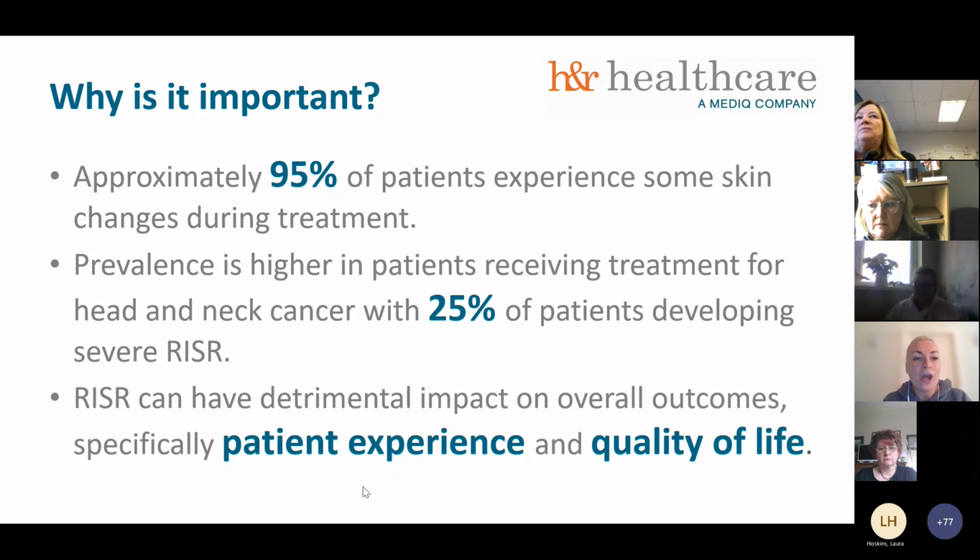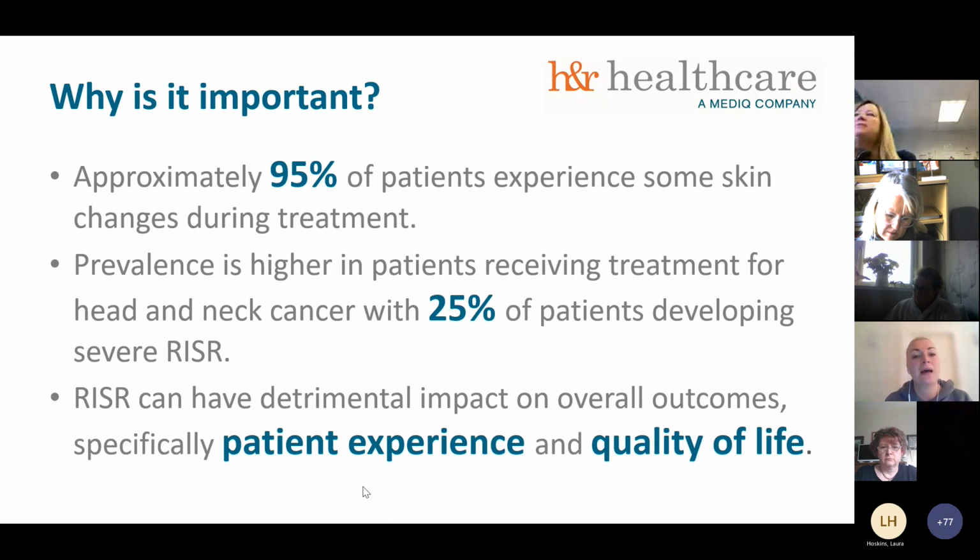Well, as I say, we know that a significant number of patients experience some skin changes, so 95%, as we can see there. We also know that prevalence is higher in patients receiving treatment for head and neck cancers. So 25% of those patients will go on to develop a severe radiotherapy-induced skin reaction. And obviously, as I said previously, there are certain treatment areas, so maybe your breast area if there's significant skin fold, or maybe your perianal, your vulval, sort of genital treatment areas, that we know are probably more prone to developing severe skin reactions.